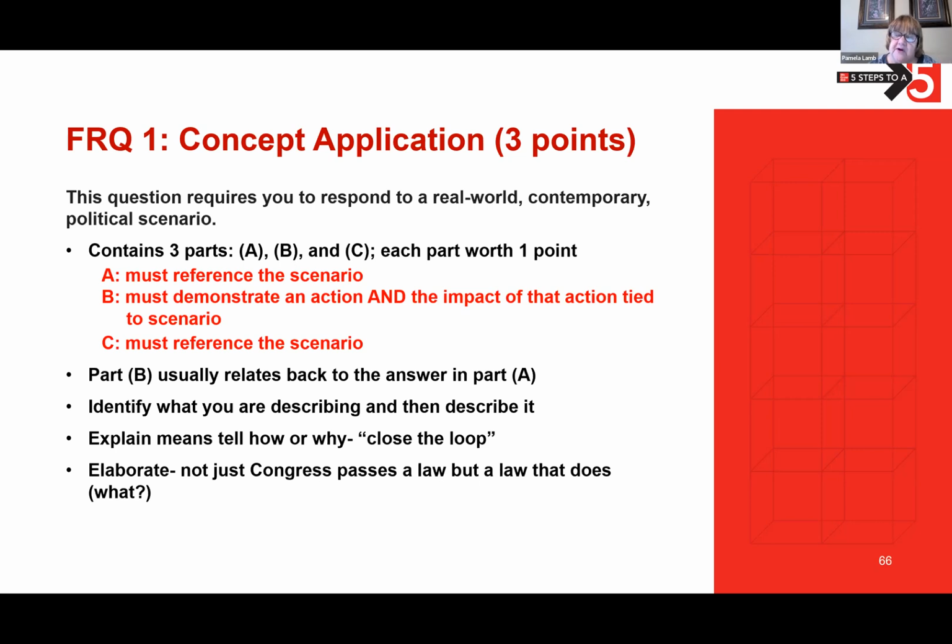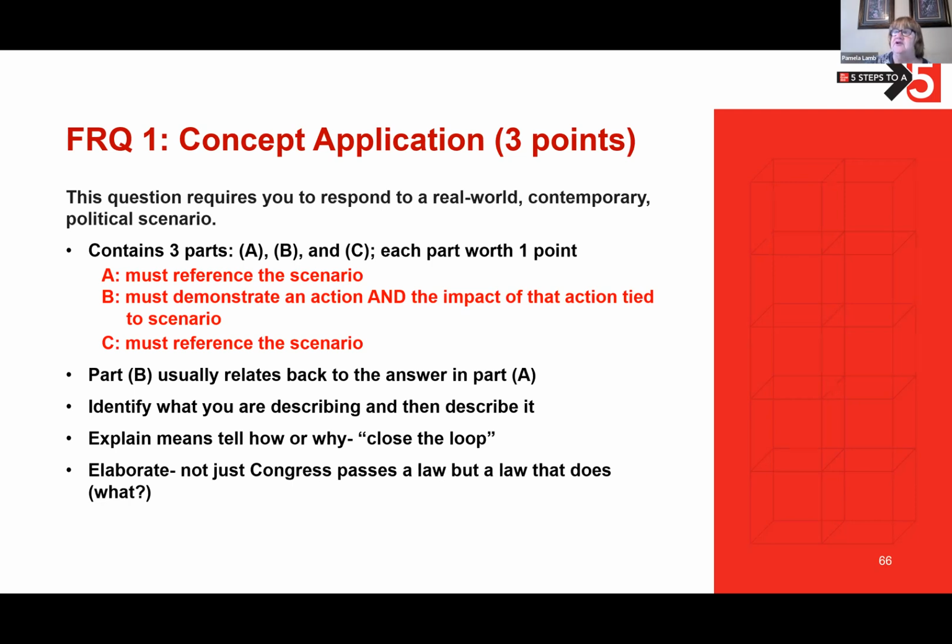Then in part B, they're going to ask you a question about what can Congress do, or what can the president do, or what can the courts do, or what can interest groups do. So you have to say what they can do, what's the action, and then what would be the impact of that action. Congress could pass a law that would set stricter limitations for purchasing weapons or purchasing guns. What's the action? What is the impact of that action? Both of those must be there to get that B point.